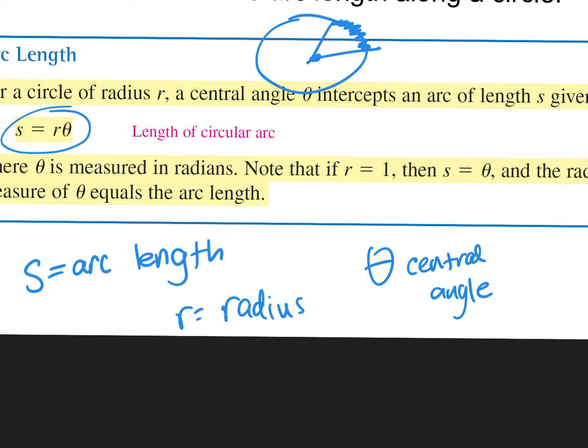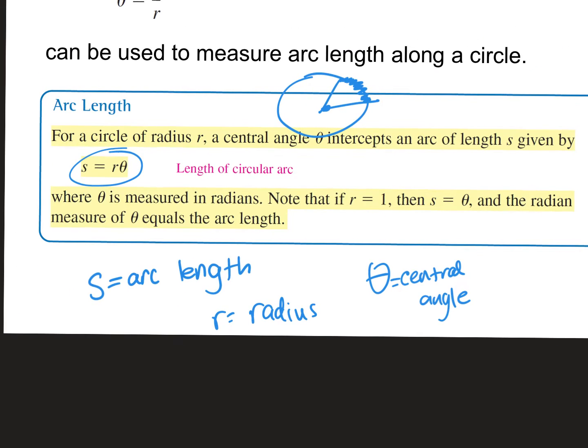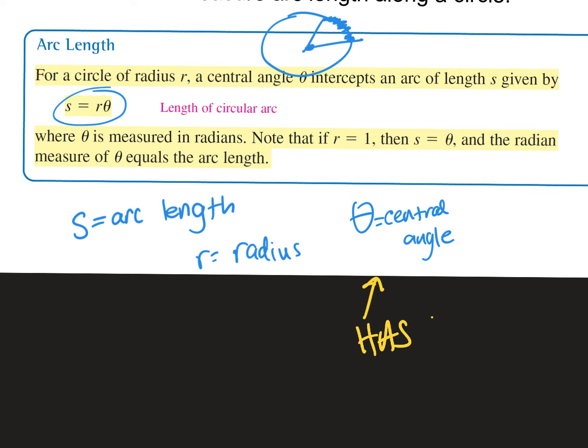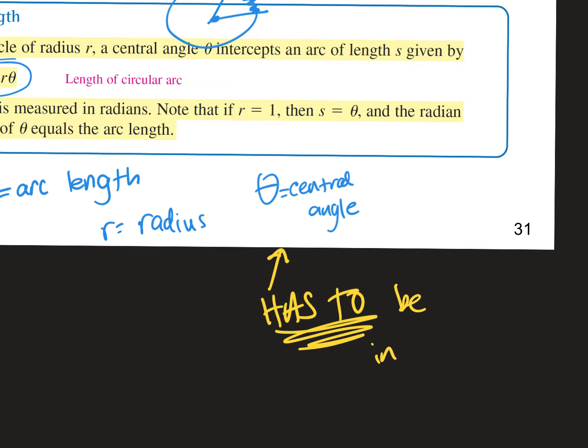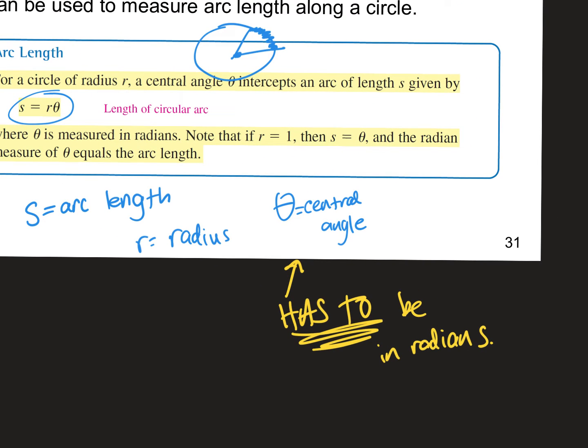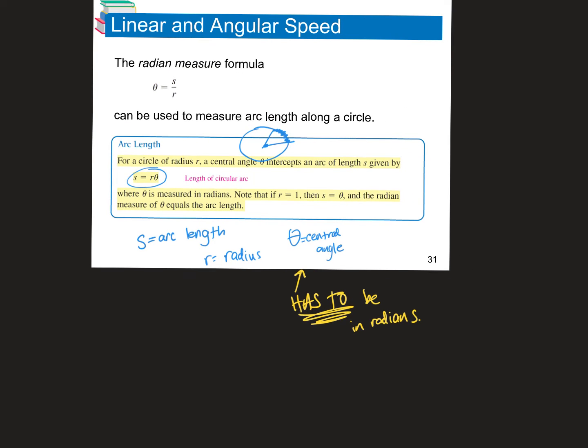Now, the most important thing I can tell you from this is when you're calculating arc length, your central angle has to, super important, has to be in radians. How do you think 90% of the time they're going to give you your central angle? If it has to be in radians, what are we probably going to give it to you in? We're going to give it to you in degrees, and you're going to have to do what? Convert it.